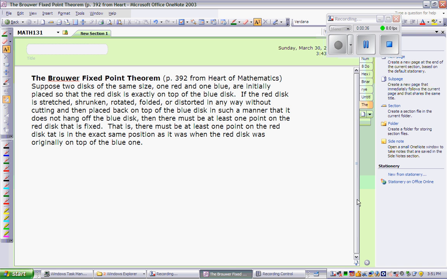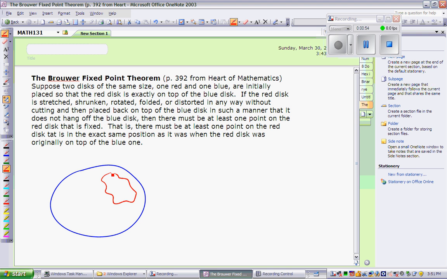Alright, so suppose we have this blue disk like it said, and then suppose the red disk was folded and, say, arbitrarily plopped on there, and let's say it looks like this. It's all folded up, and there's kind of a reason I did that, but this argument will work for any way I would have put the red disk on there.